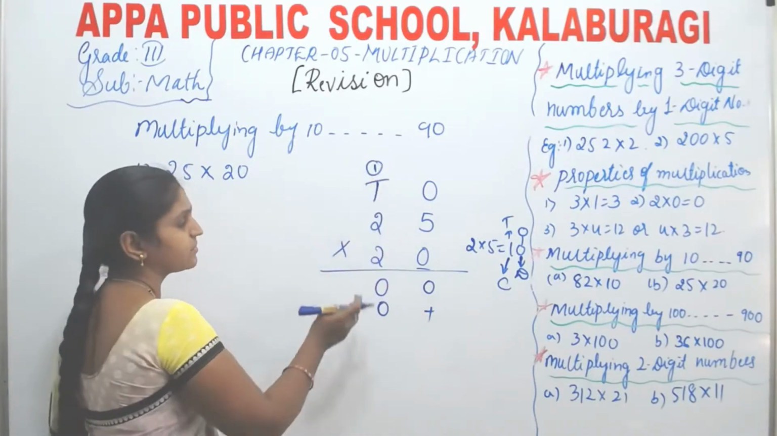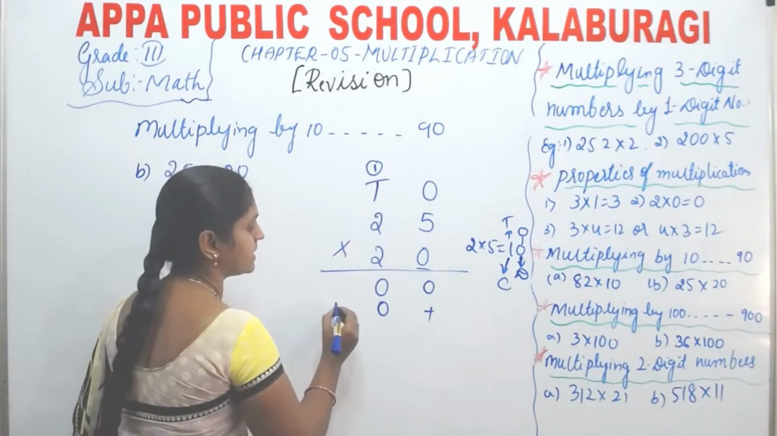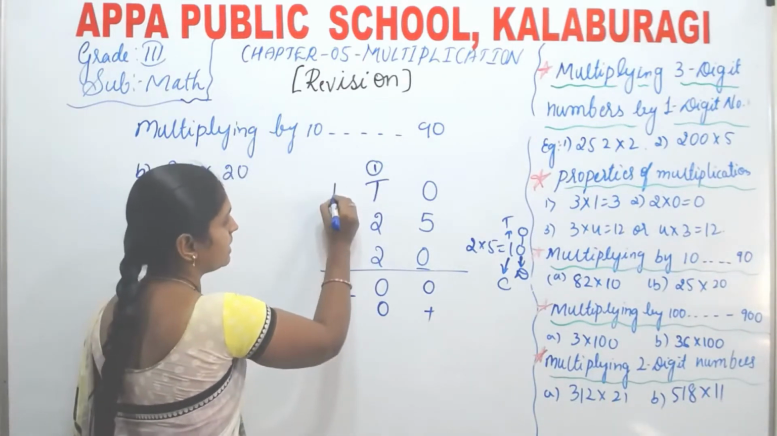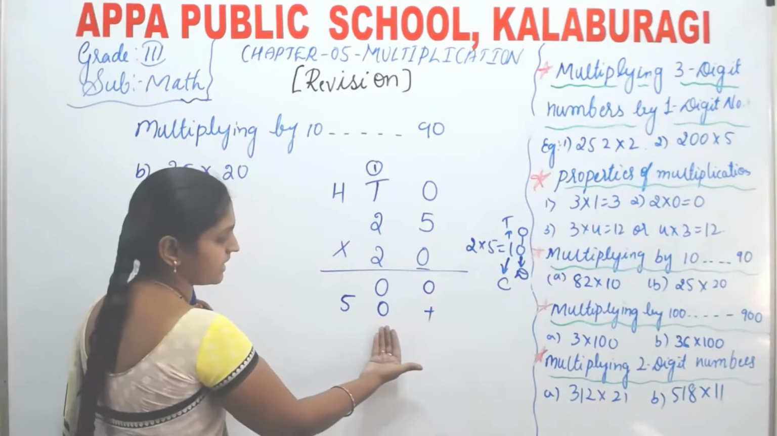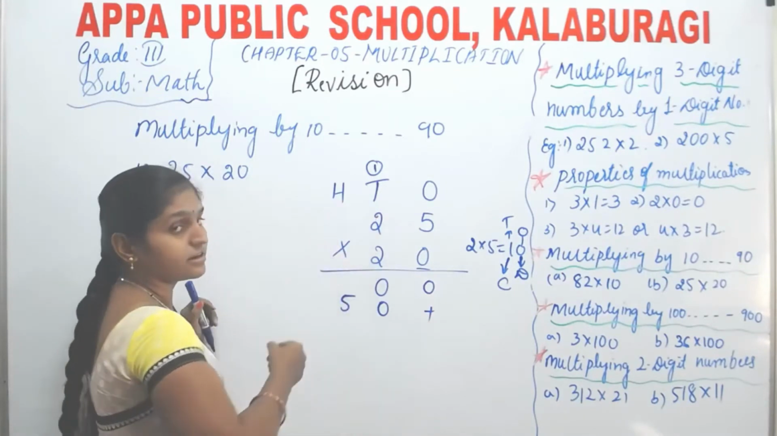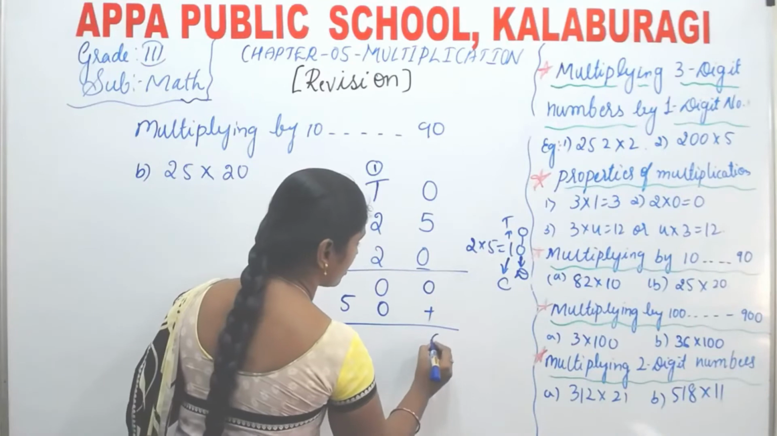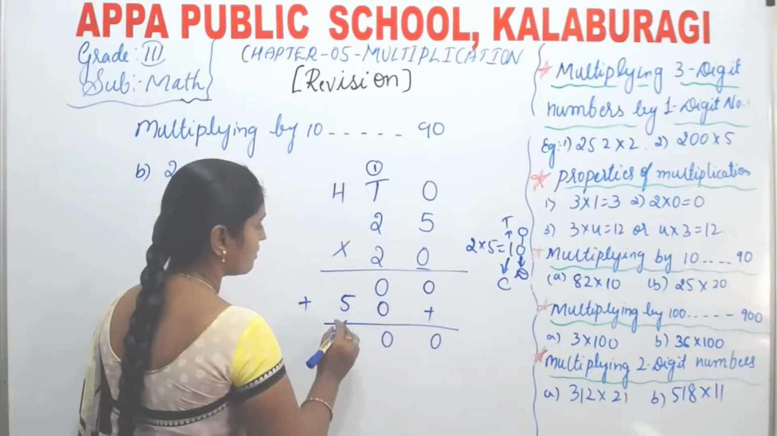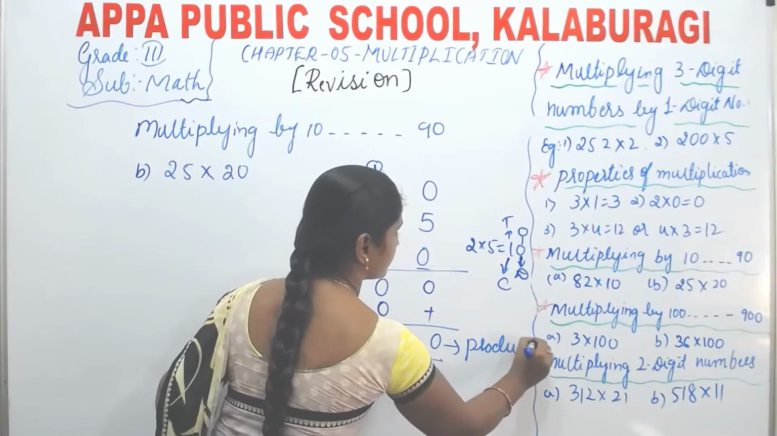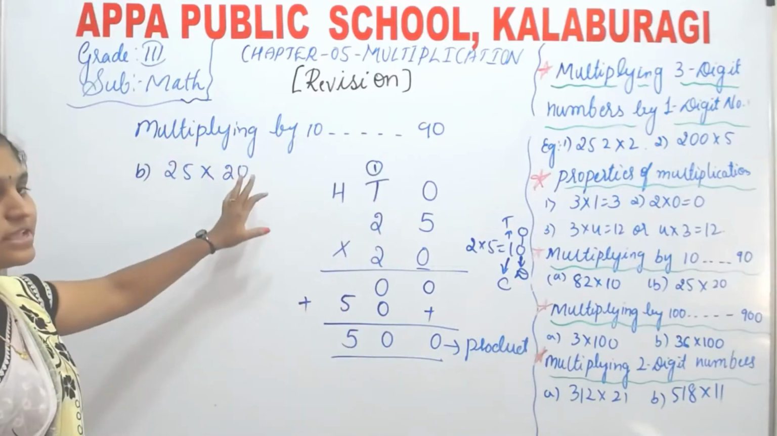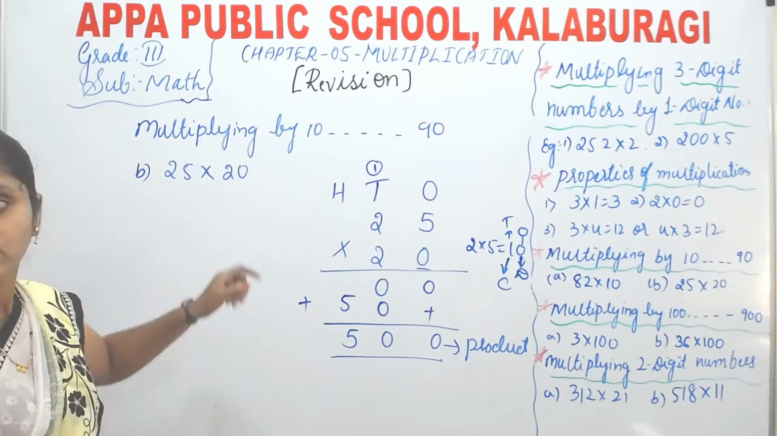Next you have to multiply tens place with the tens place. 2 2s are 4. So 4 plus 1 is 5. This number is in the hundreds place, because here it is ones place, tens place, hundreds place. So write it in the hundreds place. Next, 0 plus 0 is 0, and 5 as it is. So this is our required result, that is the product. This is about multiplying by tens. Here we did the multiplication of 25 into 20.